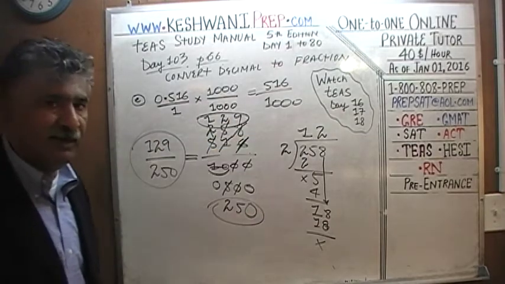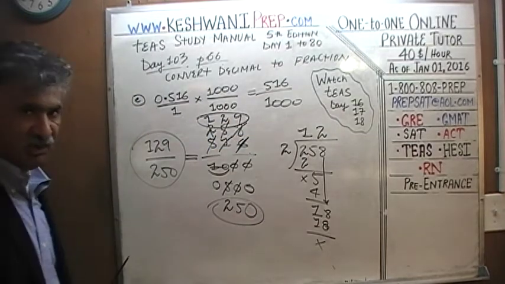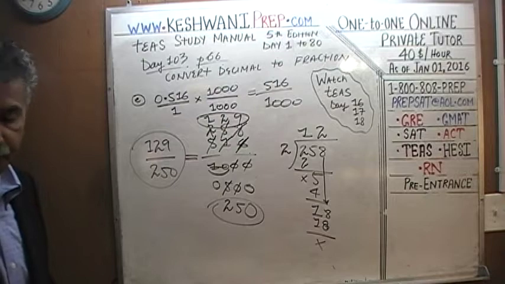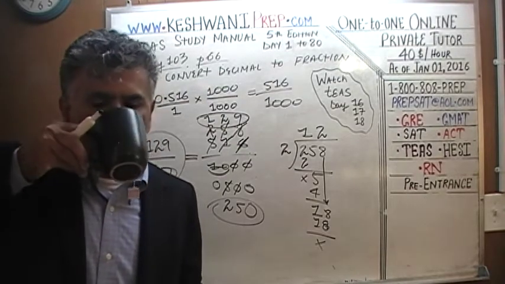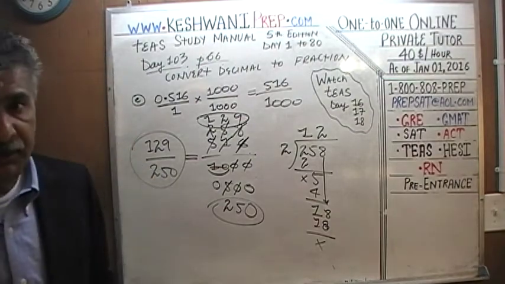516 over 1000 cannot be left like that. It must be reduced as much as we can. Do you understand? We're not quite done yet.